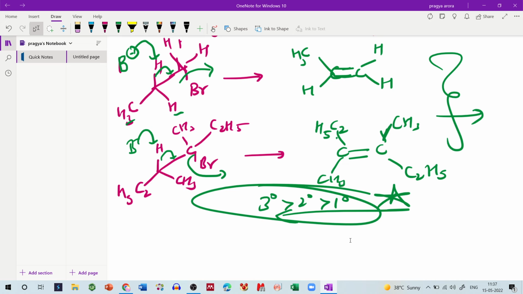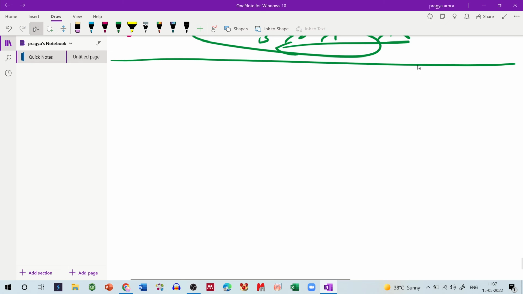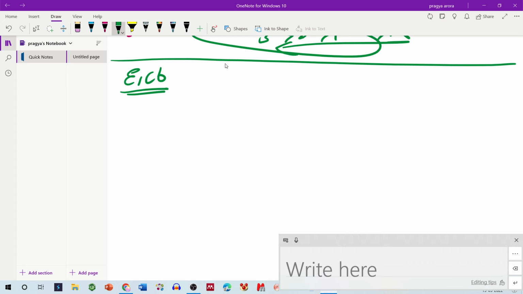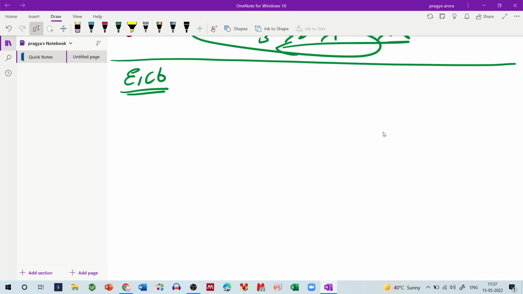Now we'll come to the third one, which is elimination via conjugate base formation, E1CB. This is the third type of elimination reaction. In the case of the E1 mechanism, you saw the formation of an intermediate, a carbocation. In the case of E2, there was no formation of a carbocation; rather, there was a transition state where the simultaneous removal of the proton and the leaving group happened, leading to the formation of an alkene.